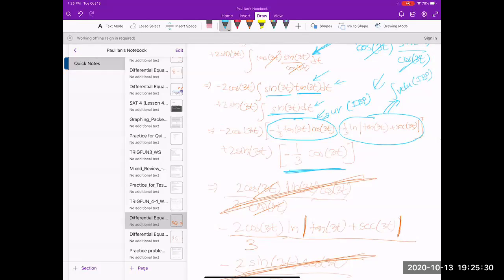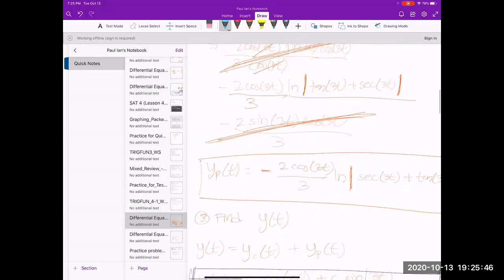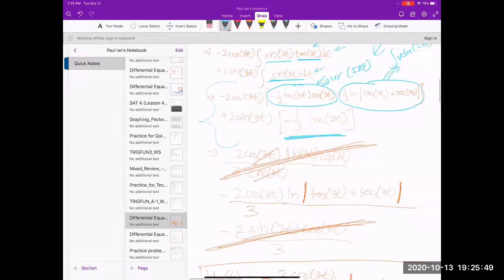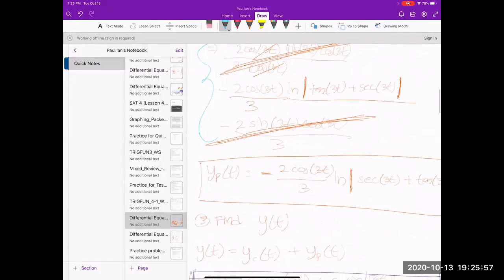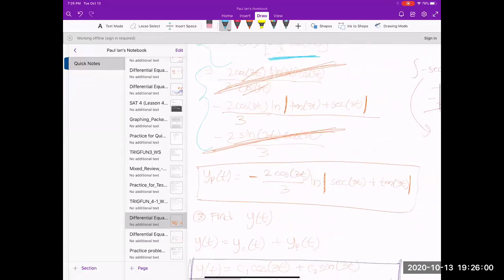Okay, so after you do the integration, then you'll have yp. Let me simplify it. Once you have all these pieces, you do some simplifications. After you simplify that yp, this is what you have right here. And something should cancel out, which makes life easy.